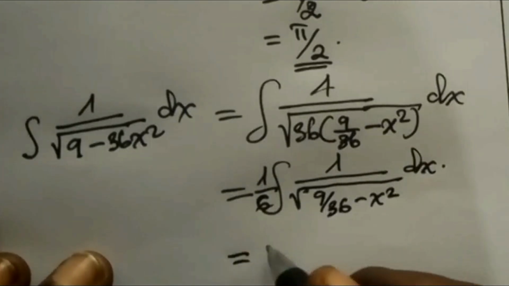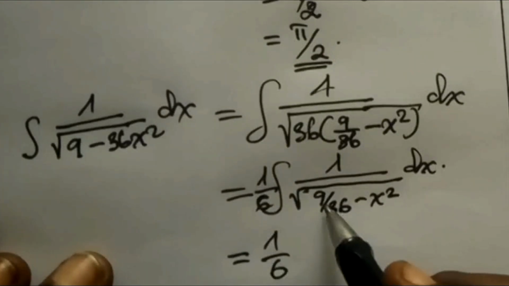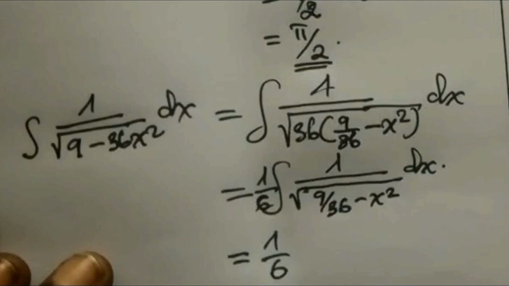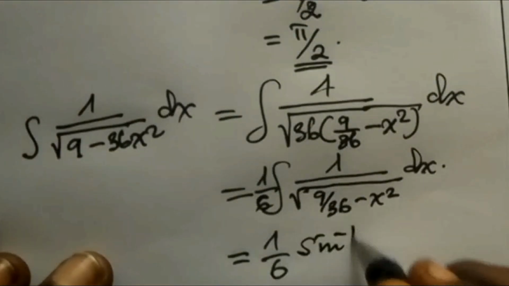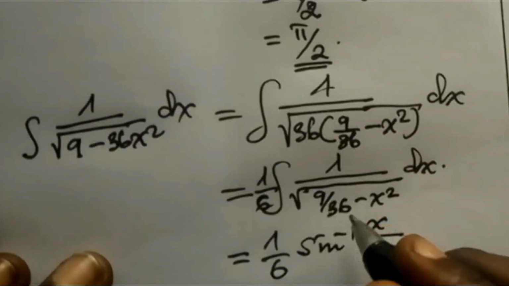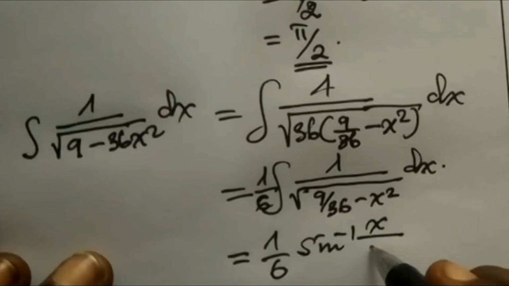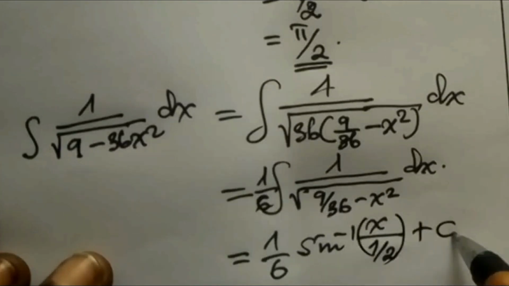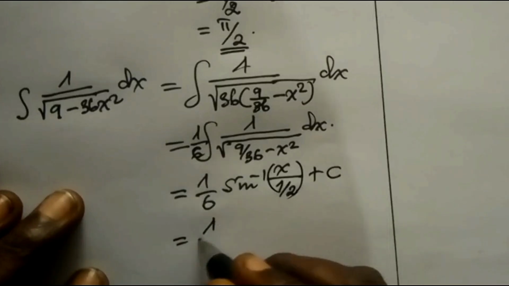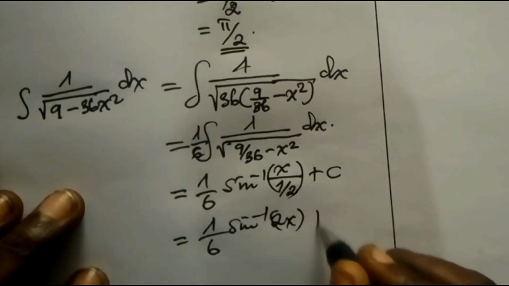And in this case now, my a squared is 9 all over 36. I will be talking of sine inverse of x all over the root of 9 on 36, which is simply half, plus the constant of integration, which gives 1 all over 6 sine inverse of 2x plus c.